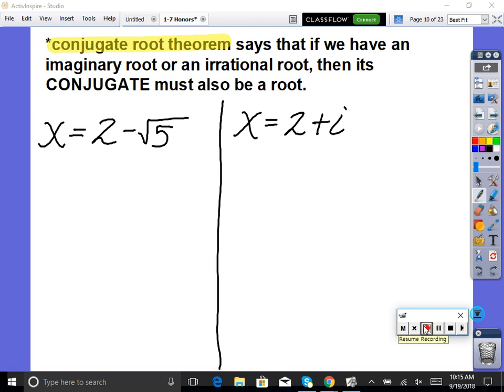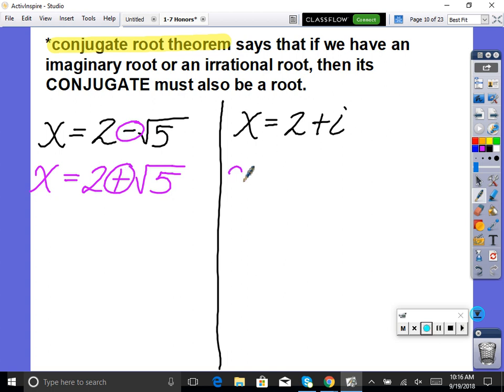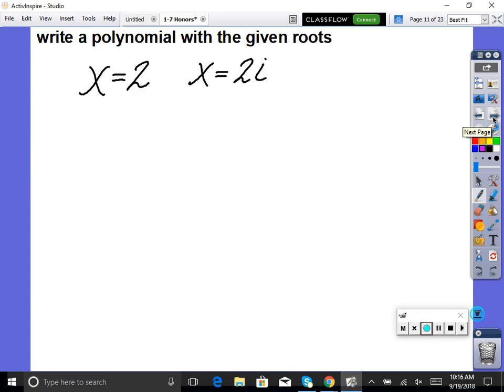So the conjugate root theorem says if we have an imaginary solution or irrational solution, its conjugate must also be a solution. So right here, if x equals 2 minus root 5 is a solution without being told, 2 plus root 5 must be a solution. Remember, conjugate just means change of sign in between only. So then if x equals 2 plus i is a solution, 2 minus i must be a solution. Okay, using that knowledge, we're now going to do this.